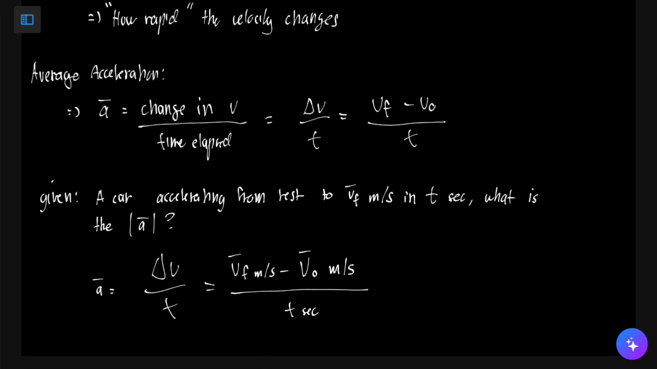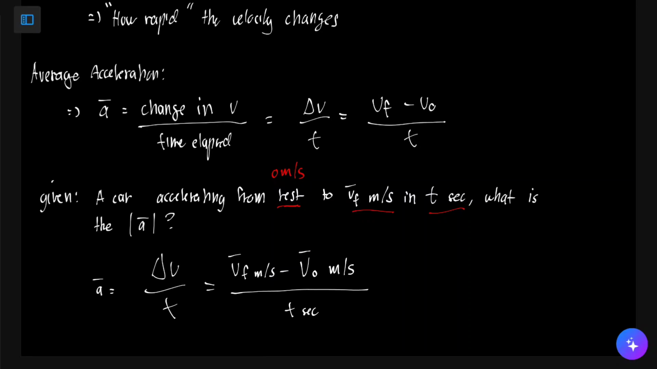So let's say you have this one. Given a car accelerating from rest, you know that rest means it starts from 0 meters per second to a certain velocity v final meters per second in t seconds. What is the magnitude of the acceleration?